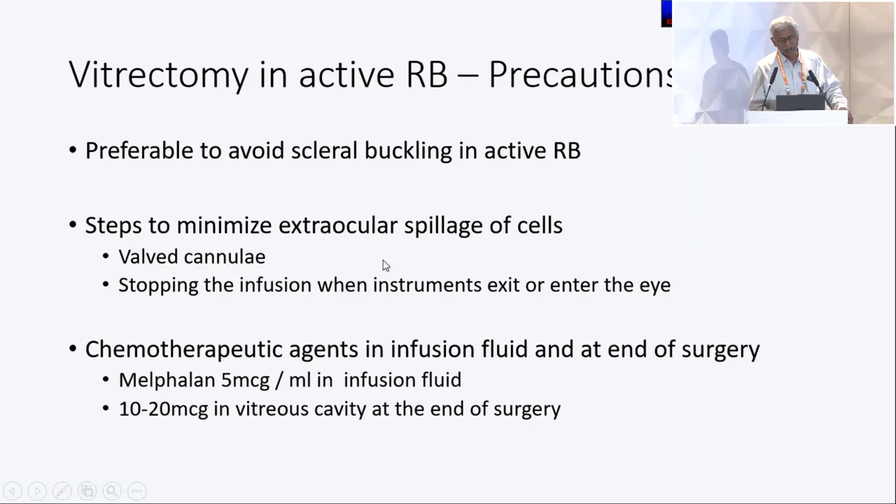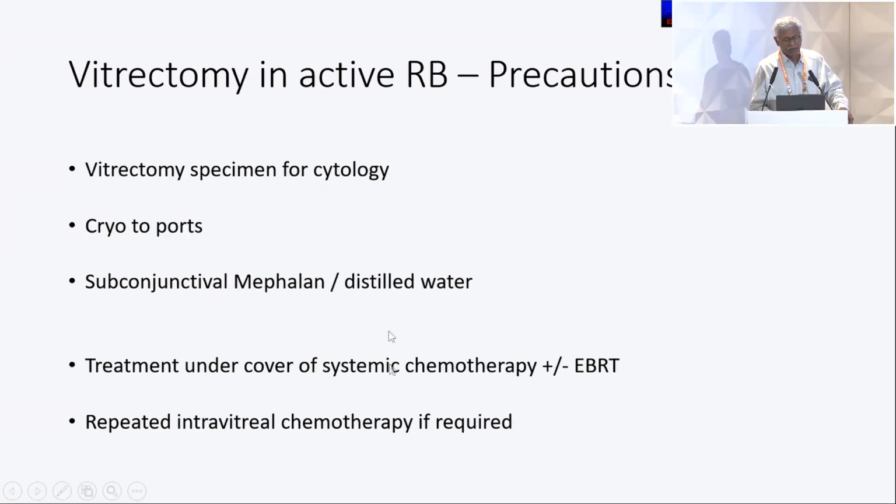And steps to minimize extraocular spillage of cells are we use a valve cannula, and every time the instrument comes out, switch off the infusion so that there is no efflux of fluid from the vitreous cavity. And as I mentioned, we usually add chemotherapeutic agents in the infusion fluid and at the end of surgery. It's melphalan or topotecan. And whatever specimen is taken from the eye in the vitrectomy is sent for cytology to see if the tumor cells are active.